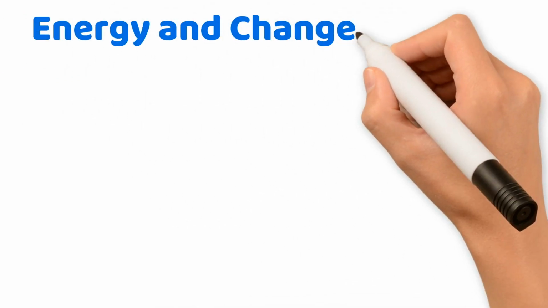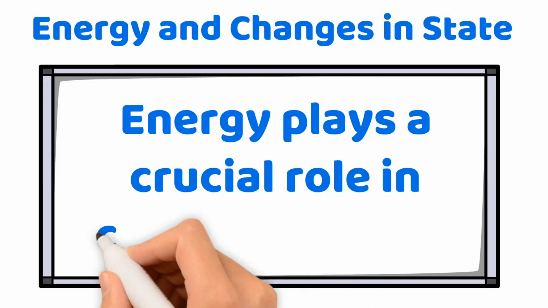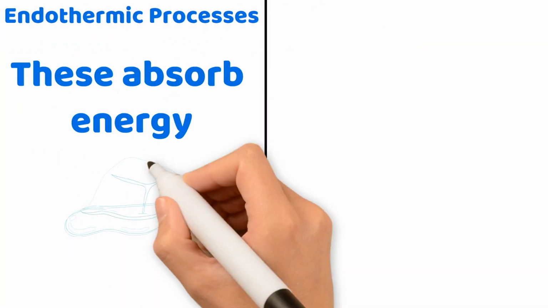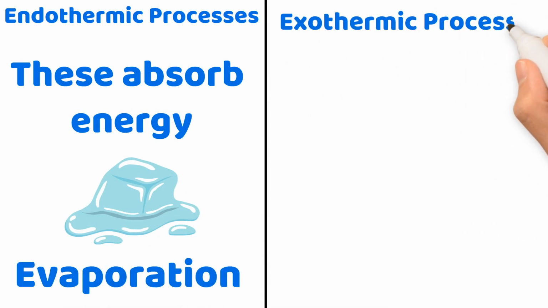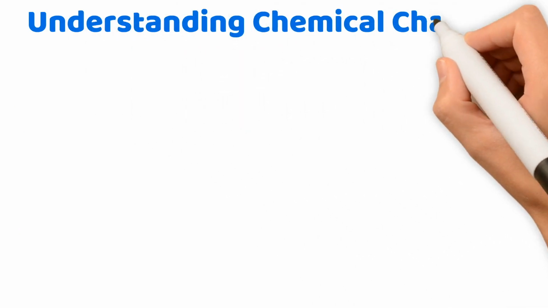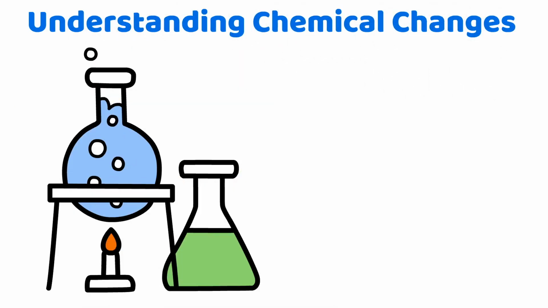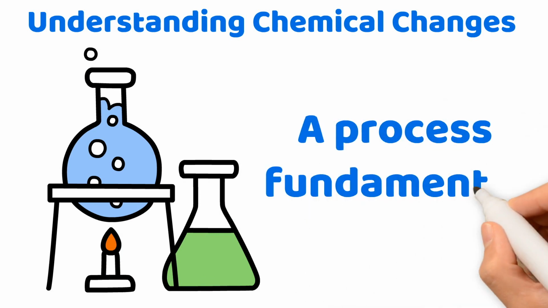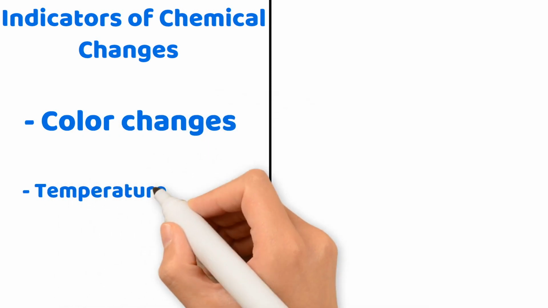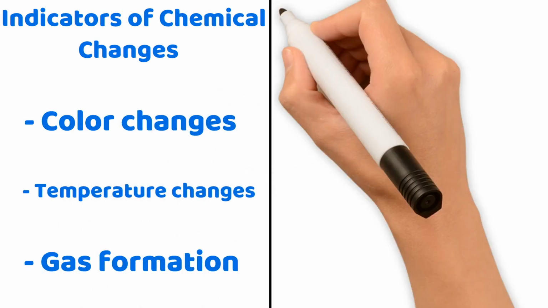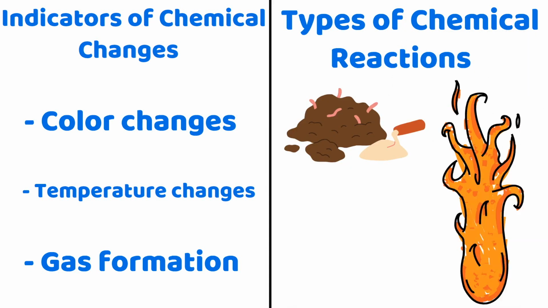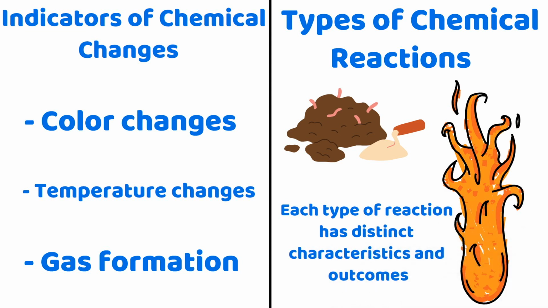Energy and changes in state. Energy plays a crucial role in changes of state. Endothermic processes. These absorb energy, such as melting or evaporation. Exothermic processes. These release energy, like freezing or condensation. Understanding chemical changes. Chemical changes involve the transformation of substances into new ones, a process fundamental to chemistry. Indicators of chemical changes. These include color changes, temperature changes, gas formation, and more. Types of chemical reactions. From synthesis to decomposition and combustion, each type of reaction has distinct characteristics and outcomes.